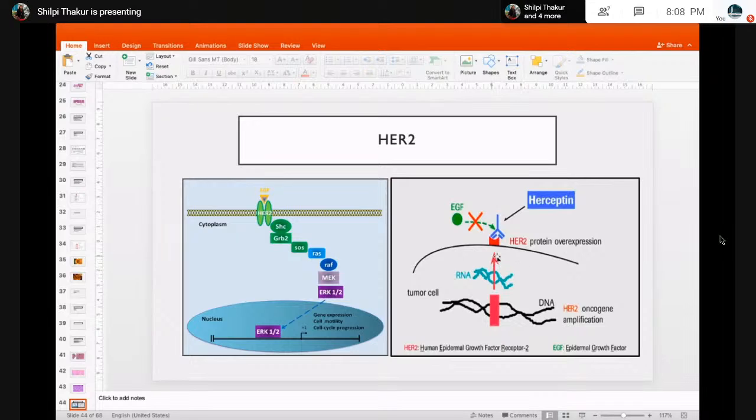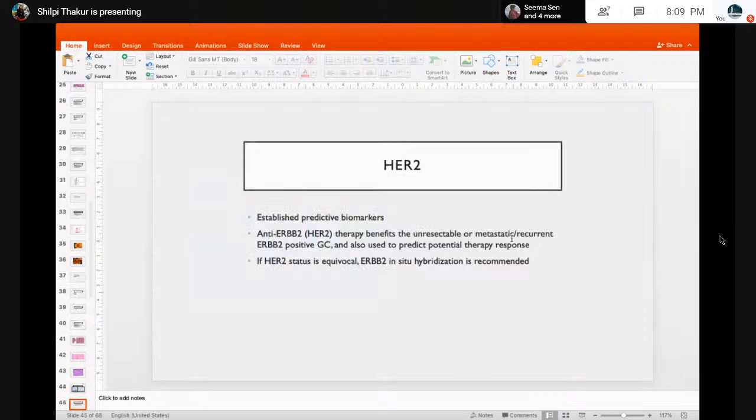So in tumor cells, we need to know whether there is HER2 overexpression or not. Only in those tumor cells having HER2 overexpression will this therapy work. So what are the methods by which we can find this?